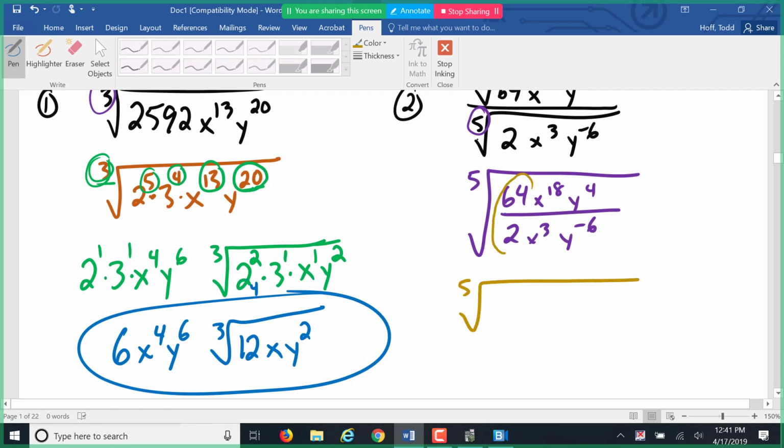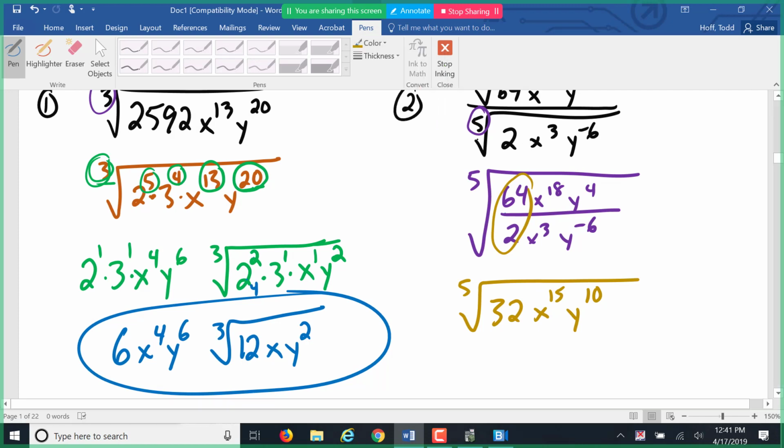What is 64 divided by 2? Perfect. 64 divided by 2 is 32. X to the 18th divided by x to the third. 18 minus 3 is 15. So that is x to the 15th. And y to the fourth divided by y to the 6th. 4 minus a negative 6 is 10. Y to the 10th.